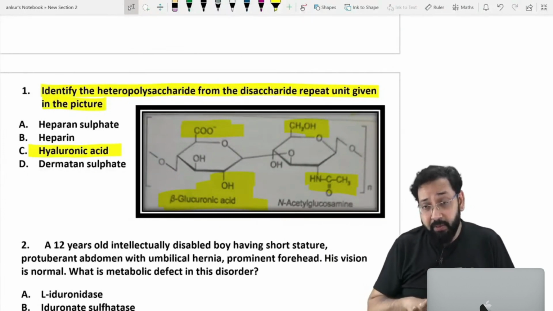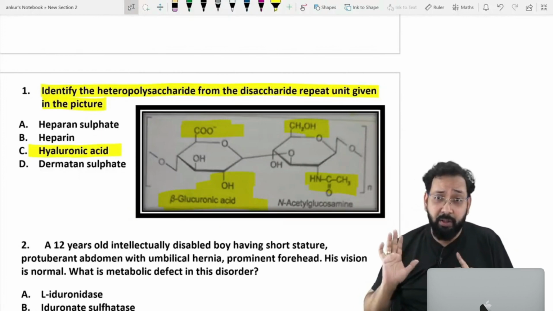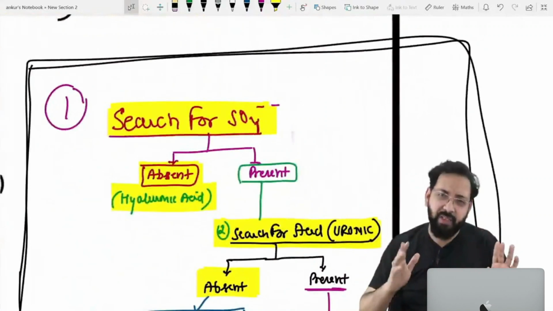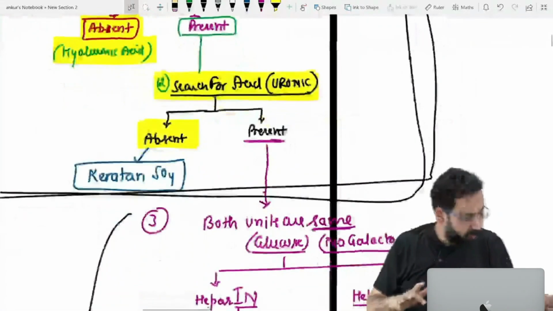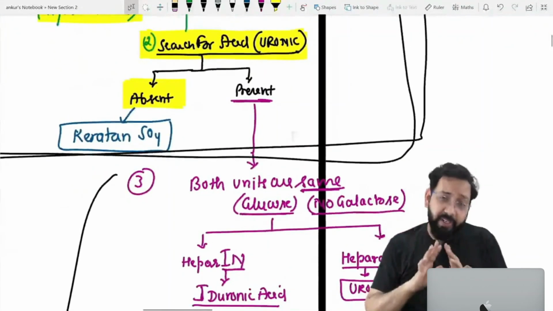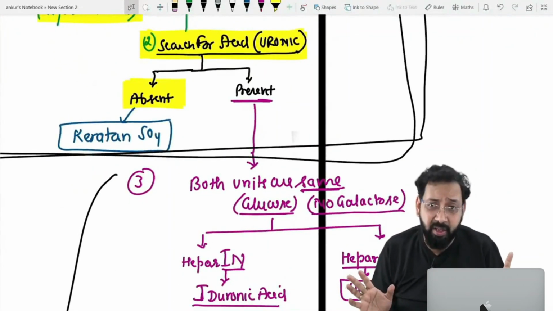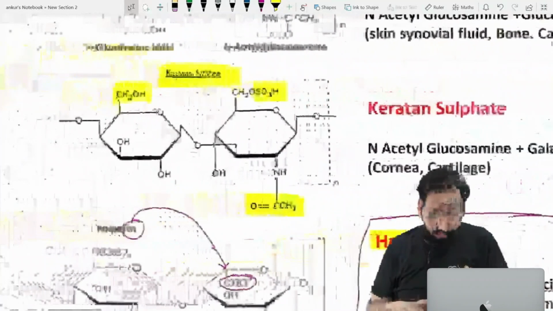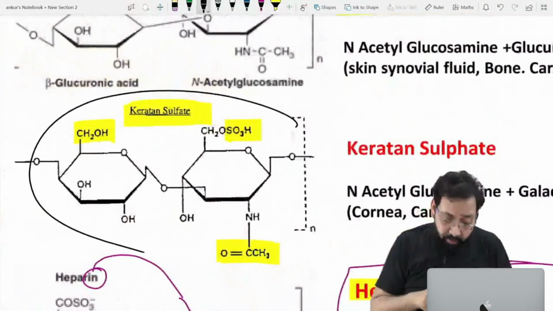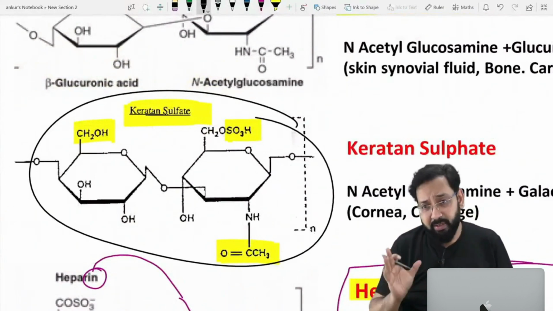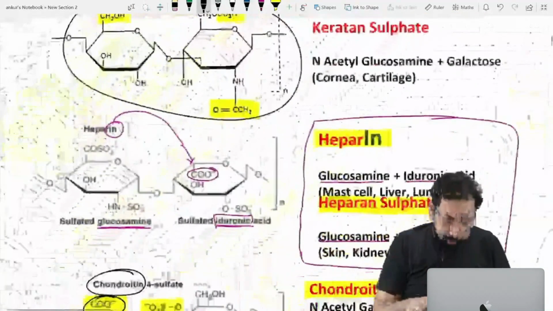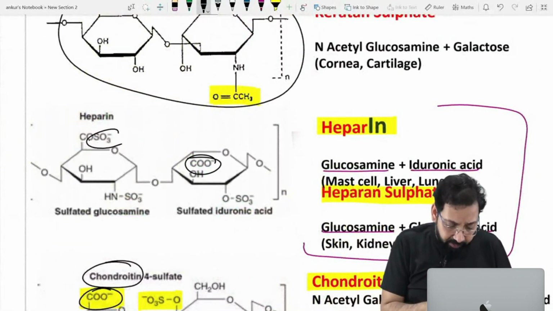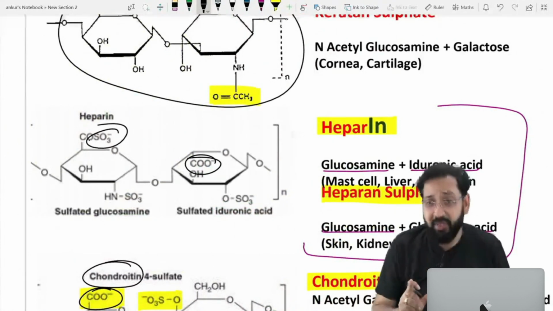Whenever a structure is given, first thing you will search for sulfate. If sulfate is not there, without second thought, the answer is hyaluronic acid. If sulfate is there, it can't be hyaluronic acid. Second thing you will search for the acidic group, COOH. If the acidic group is not there, without second thought, keratan sulfate. If the acidic group is there and sulfate is there, it can't be hyaluronic acid or keratan sulfate.